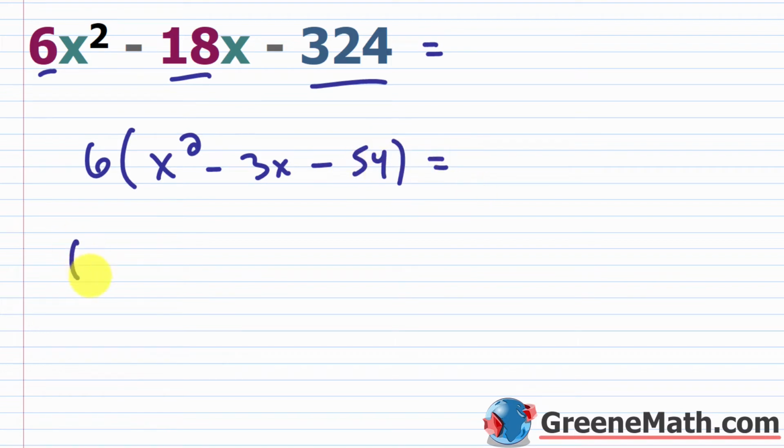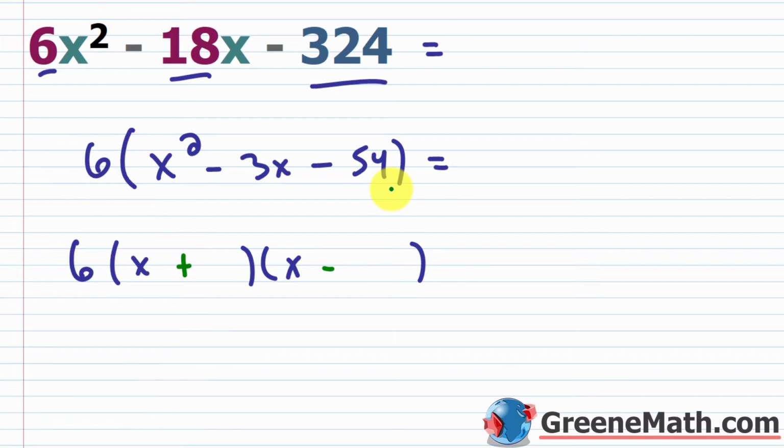Okay, so when we set this up, I'd have 6 out in front, and then I'd set up my parentheses. Put an x here and an x here. So what are my signs going to be? This is negative and this is negative. So now I have one positive and one negative. Okay, so let's think about 54. You have 1 and 54, that won't work. You have 2 and 27.